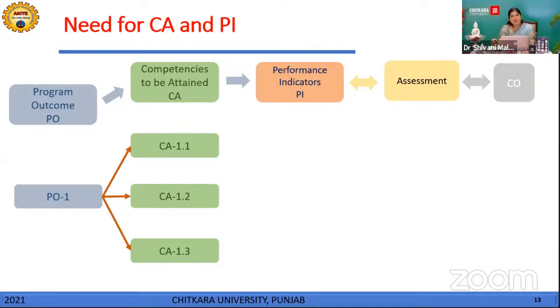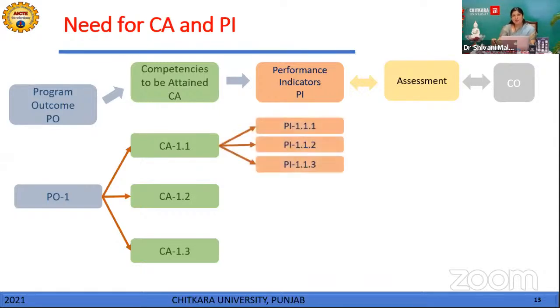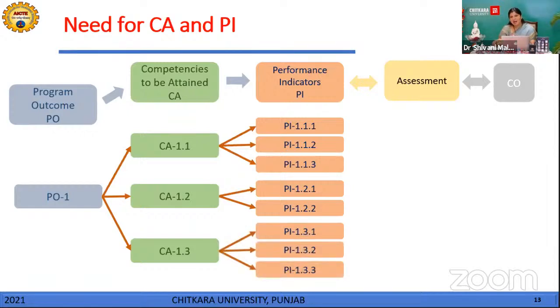And in order to achieve that competency, there can be multiple indicators which are required to be tested in order to successfully demonstrate that competency. So one program outcome can have 3 or 4 competencies, and further, every competency can have multiple indicators that are required to be measured. And in this way, we have successful assessment evaluation.